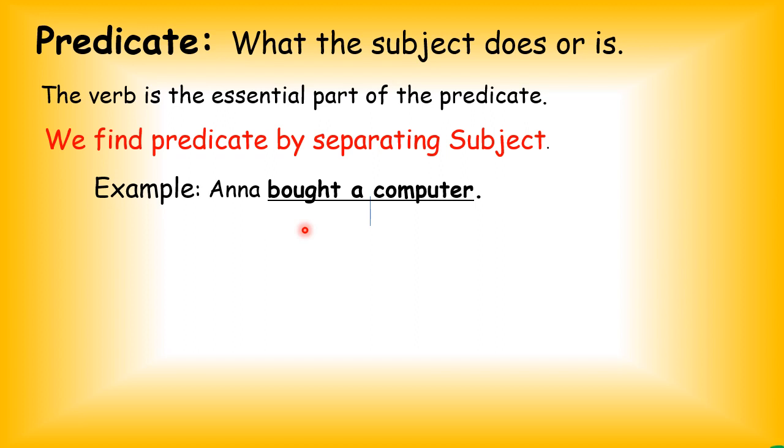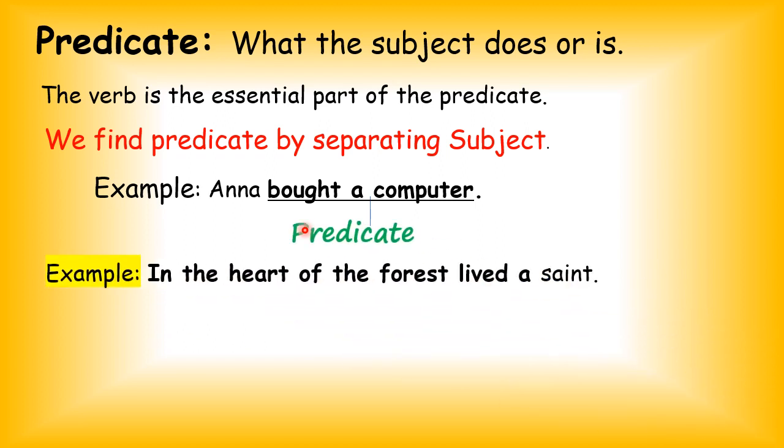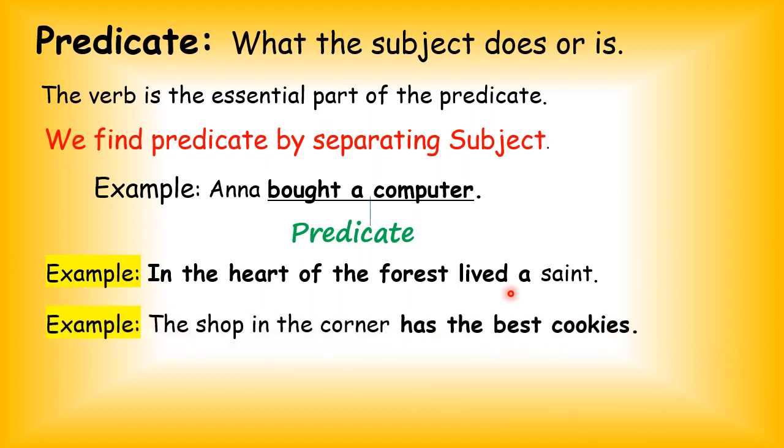Now let's take one more example. In the heart of the forest lived a saint. Who lived in the heart of the forest? A saint. So a saint is the subject. Separate this subject. What is left? In the heart of the forest lived. Yes? No, we will say lived in the heart of the forest. So this part is your predicate. Is it clear, children?